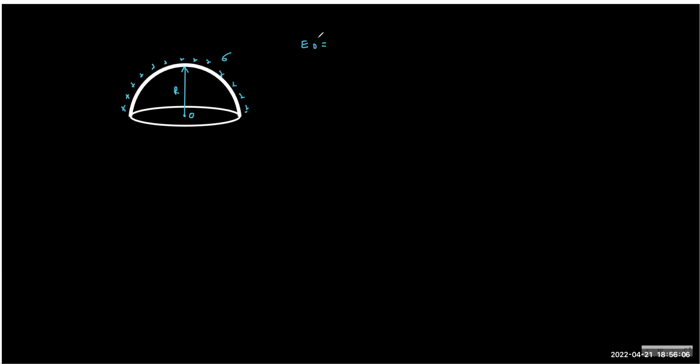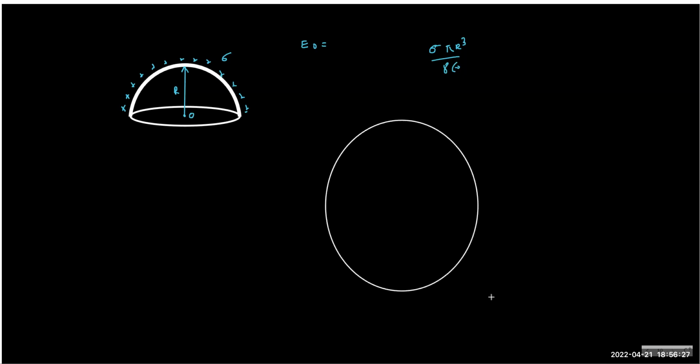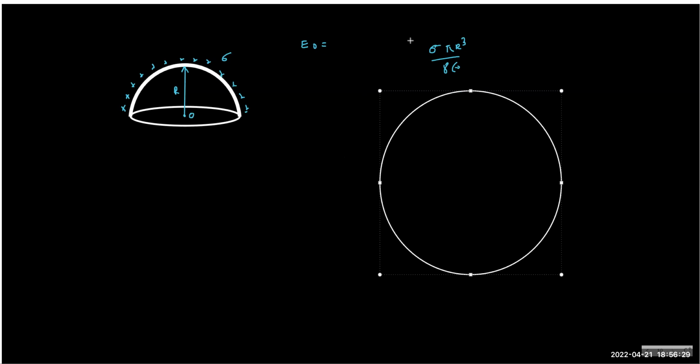Sir, I'm getting sigma pi r cube divided by 8 epsilon naught. Once again, sigma pi r cube by 8 epsilon naught. Okay, I think let me help you. Let's see this. Let me draw it bigger. Okay, sir.